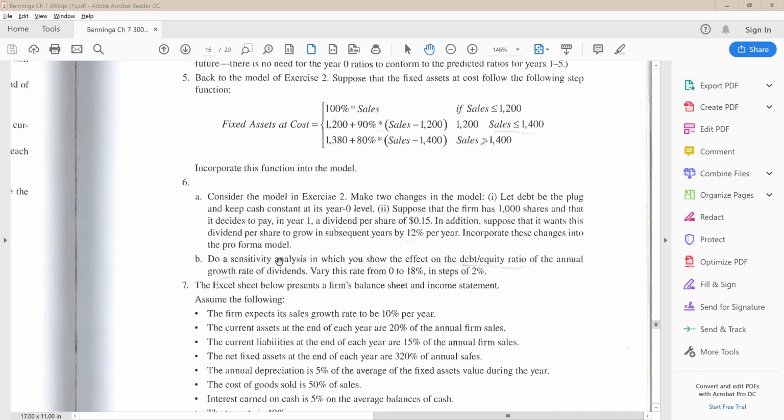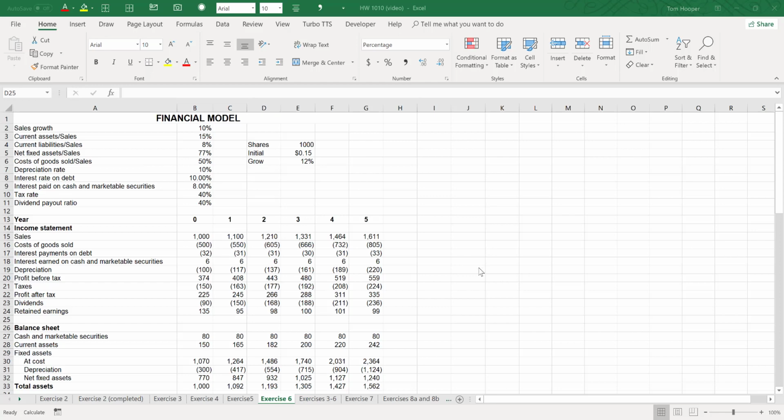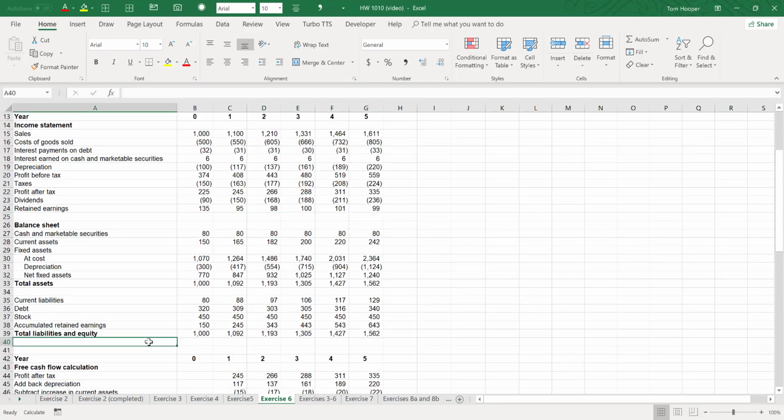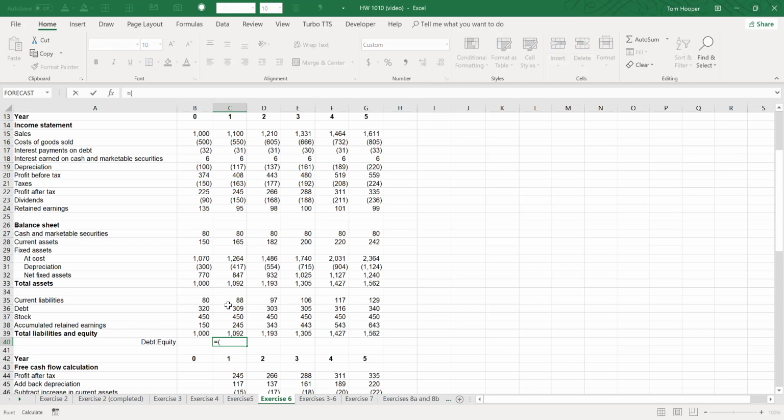The other part of exercise 6 is to do a sensitivity analysis and see how debt to equity ratio changes with dividend growth rate. So we need to come in here and calculate debt to equity ratio. Let's do that right here. So debt to equity is debt minus cash, because we could use that cash to pay down the debt, divided by stock plus retained earnings, which is what the equity holders have in the company. And we copy that to the right.